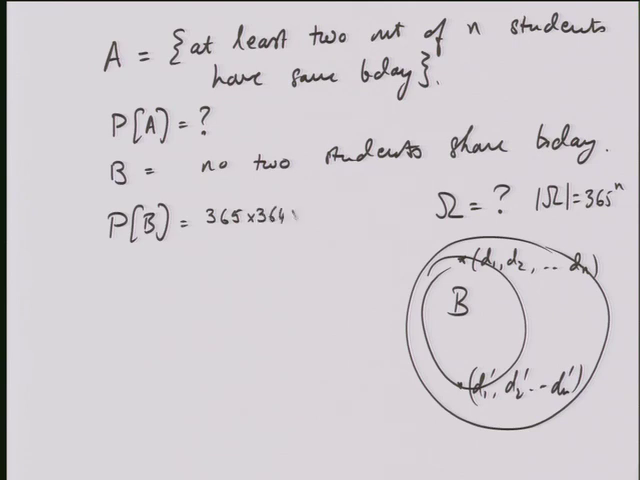And so on. For the third student, there are now both of these birthdays off limits, and so there are 363, and so on. 365 minus n plus 1. Which is the same as 365 factorial divided by 365 minus n factorial.